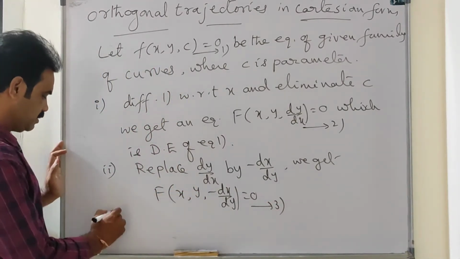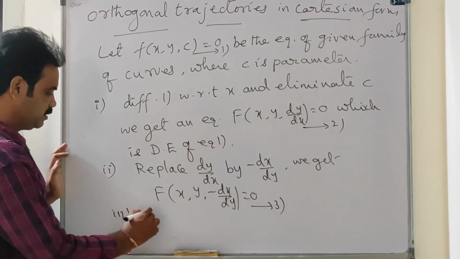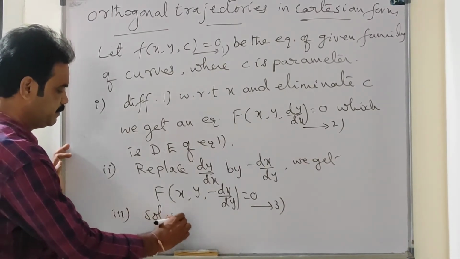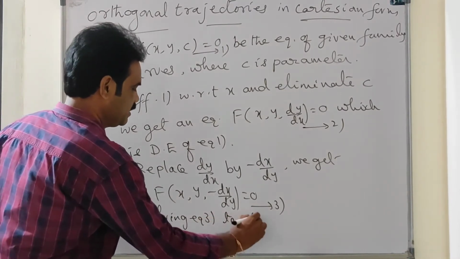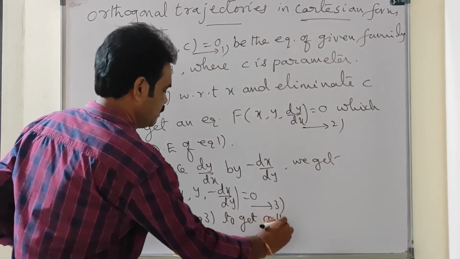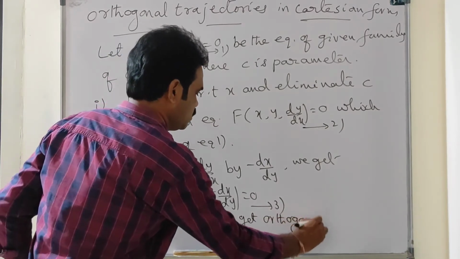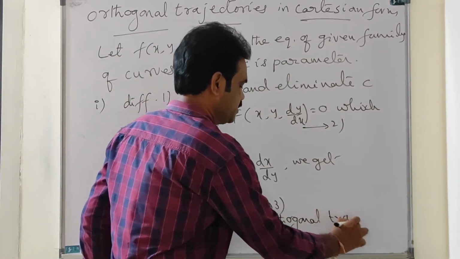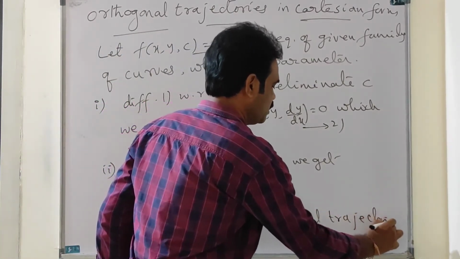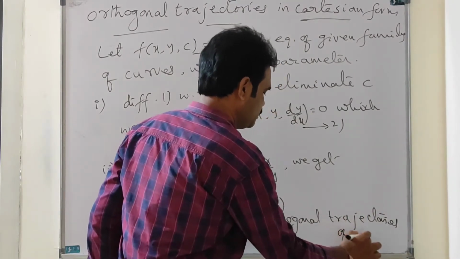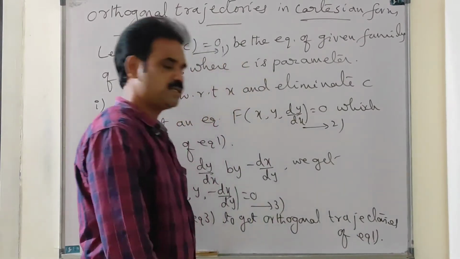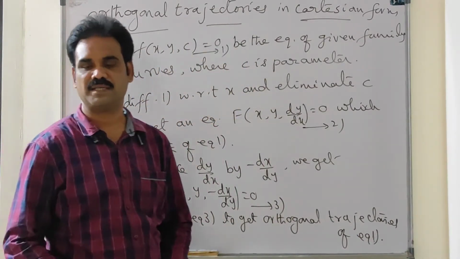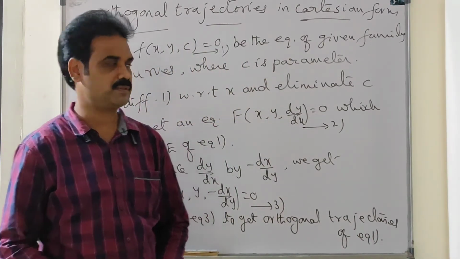Now step 3: solving equation 3 to get the orthogonal trajectories of the given family of curves, or equation 1. This is the working rule to find the orthogonal trajectories of a given family of curves.